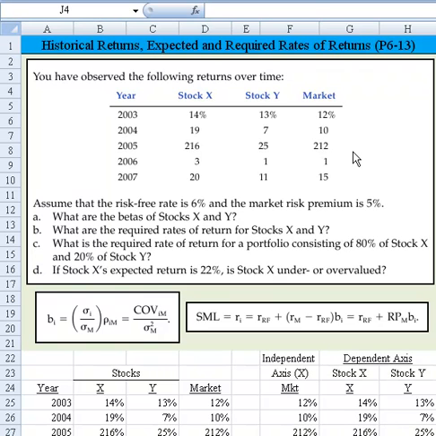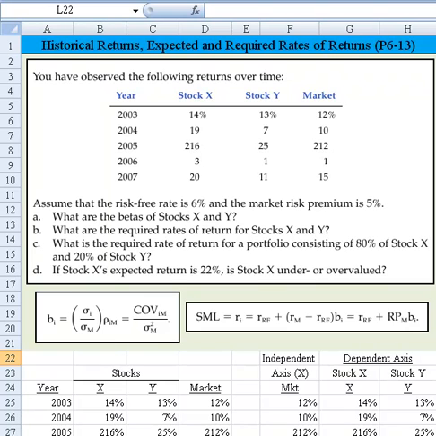We're told to assume that the risk-free rate of return is 6% and the market risk premium is 5%. Part A says, what are the betas of stock X and Y? Before I solve each part of this problem, I want to go over the two formulas that you see right here and right here.